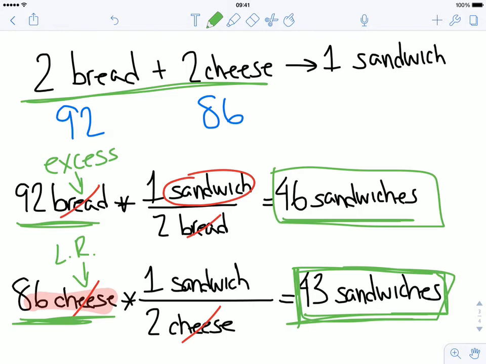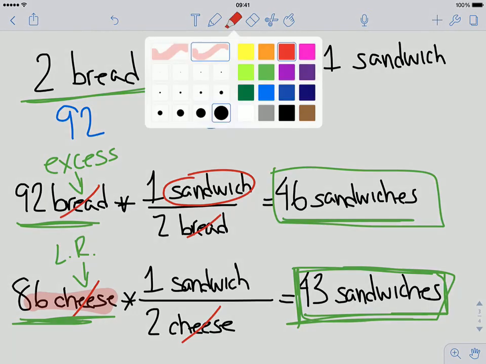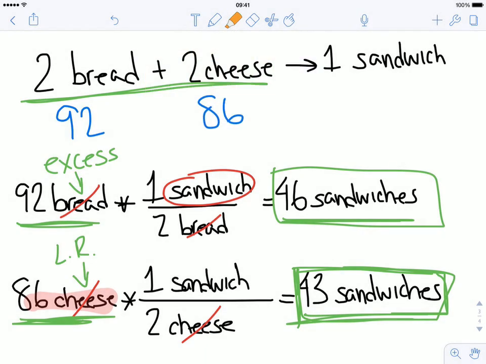Now, what did we have to do to be able to compare bread and cheese? Well, we had to turn them into the same thing. And in this case, we turned them both into sandwiches. That's the only way we could accurately compare these 2 ingredients. So we had to take bread and cheese, which are 2 different ingredients, and turn them into something of the same. And so in this case, the same thing is sandwiches. So that's how we could tell which is the limiting reactant. So in chemistry, we do the exact same thing.